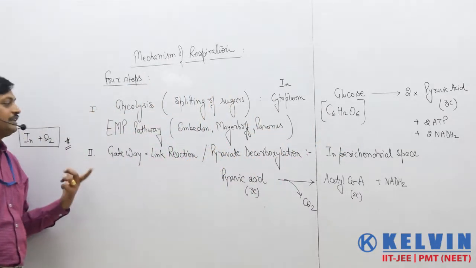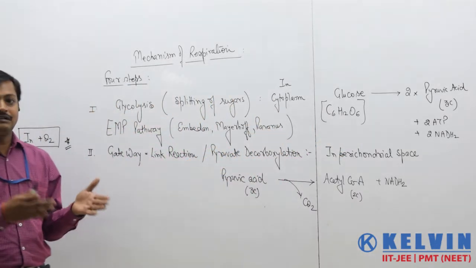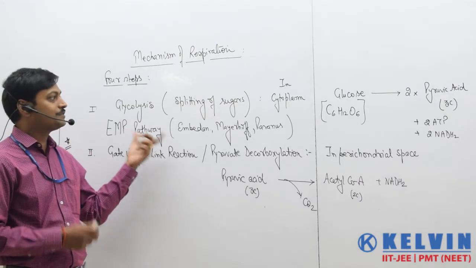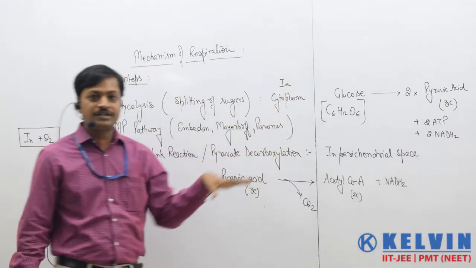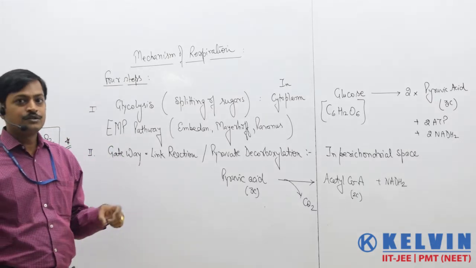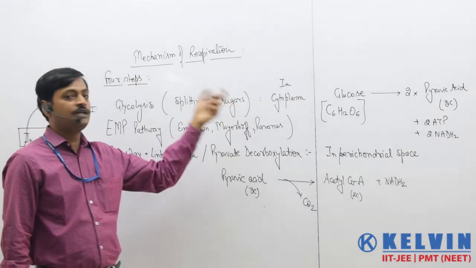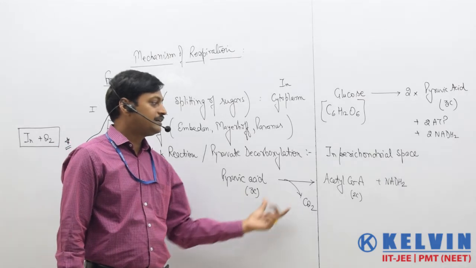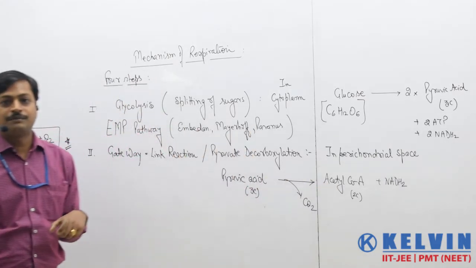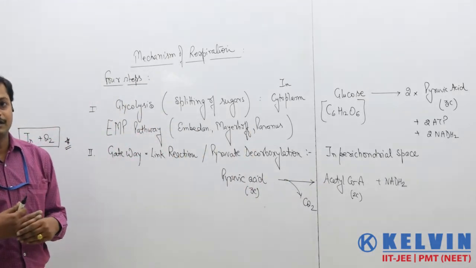So the gateway reaction is a simple reaction that links the cytoplasm to the mitochondria, because pyruvic acid is formed in the cytoplasm and the rest of the reactions occur in the mitochondrial matrix. So during the transport of this pyruvic acid into the mitochondria, this reaction is completed, one carbon dioxide is released, and the compound formed is a 2-carbon compound, simply acetyl coenzyme A.